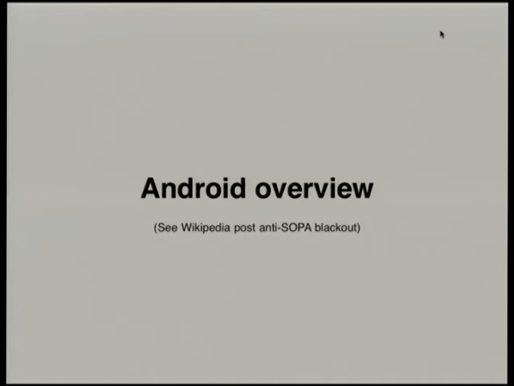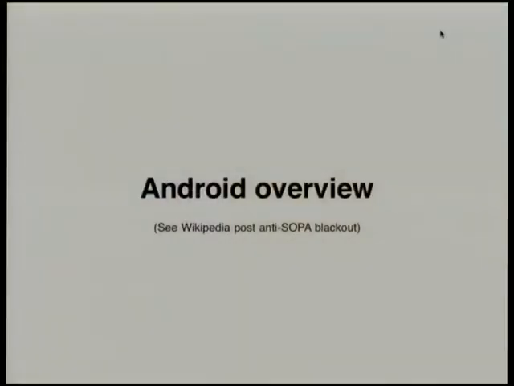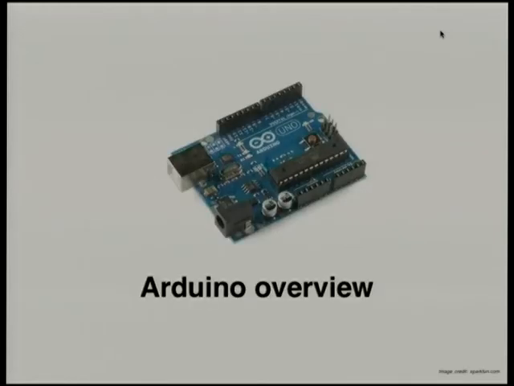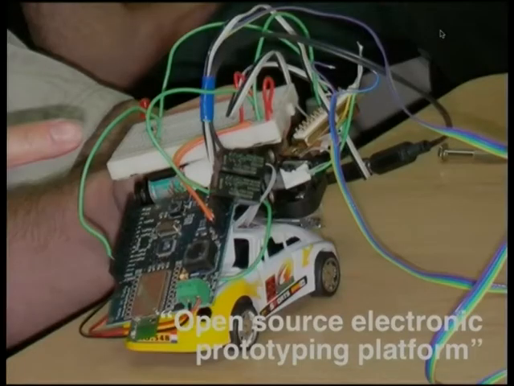Android is a mobile operating system, to varying degrees open source or free software. It's probably on maybe half the phones in this room, I don't know. But you can also read Wikipedia to find out more. Arduino is an electronic prototyping platform. Or as they call it, an open source electronic prototyping platform.